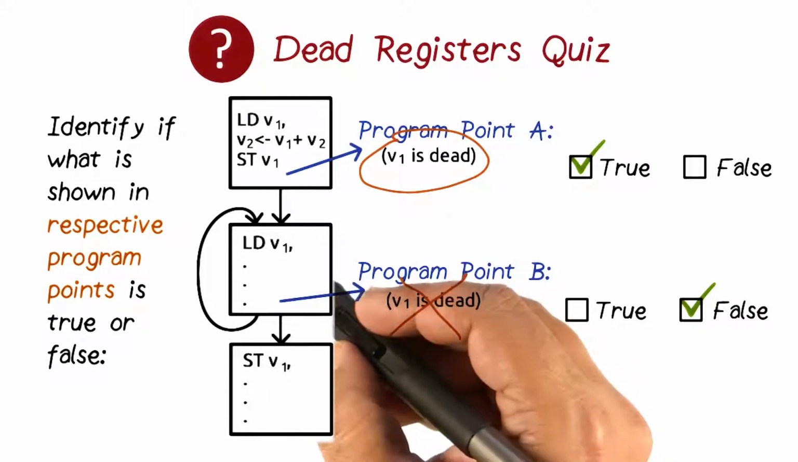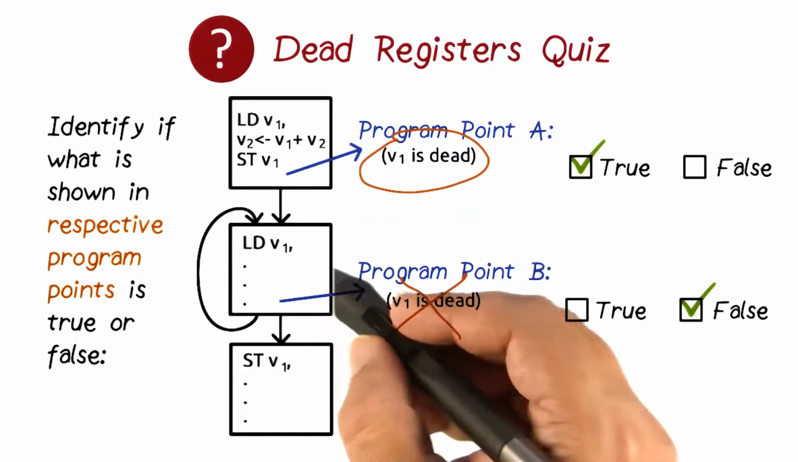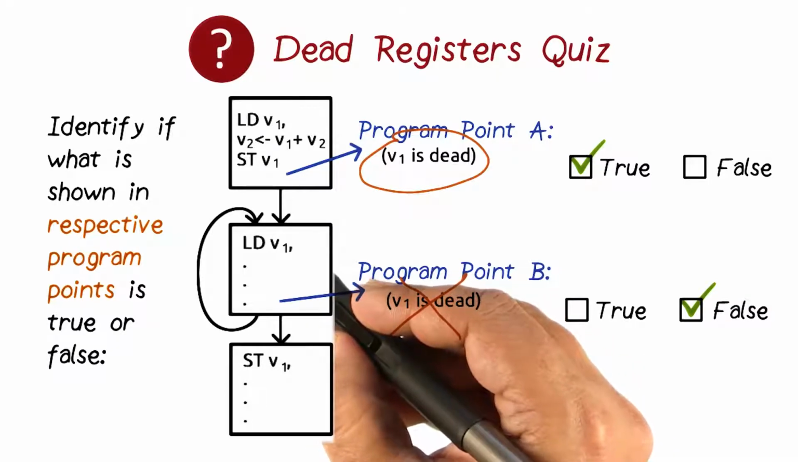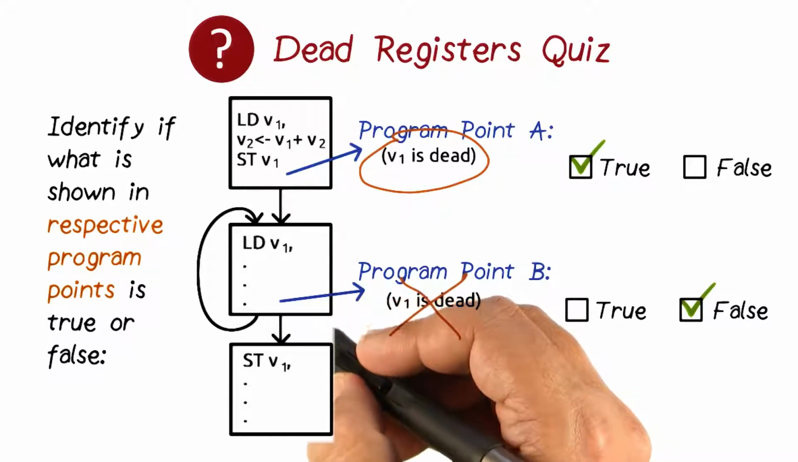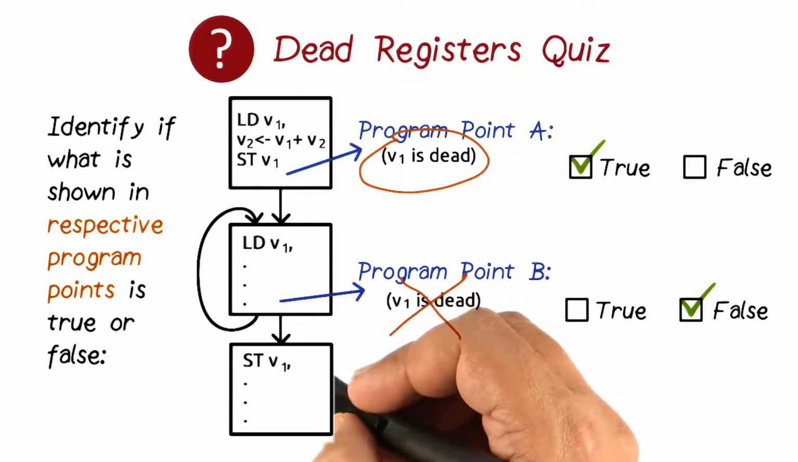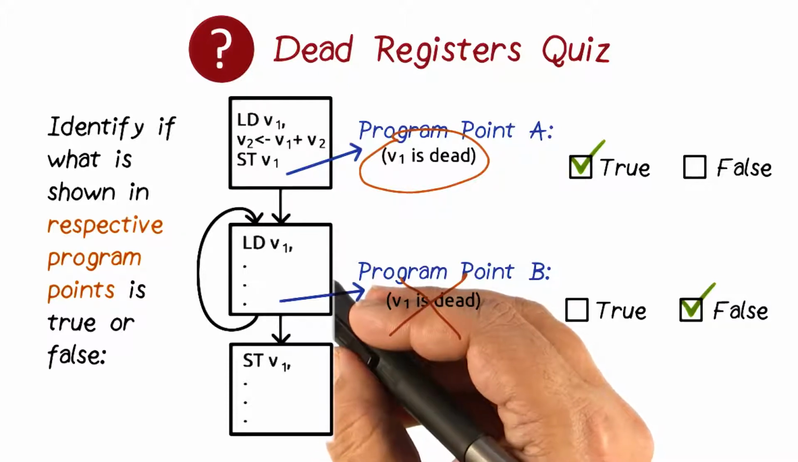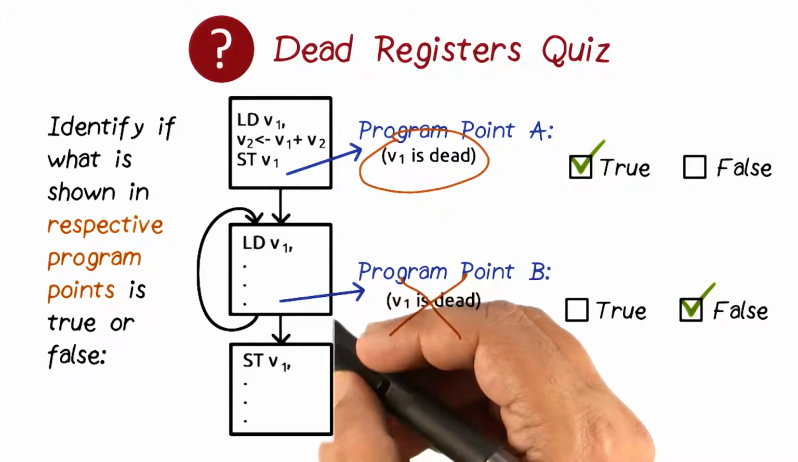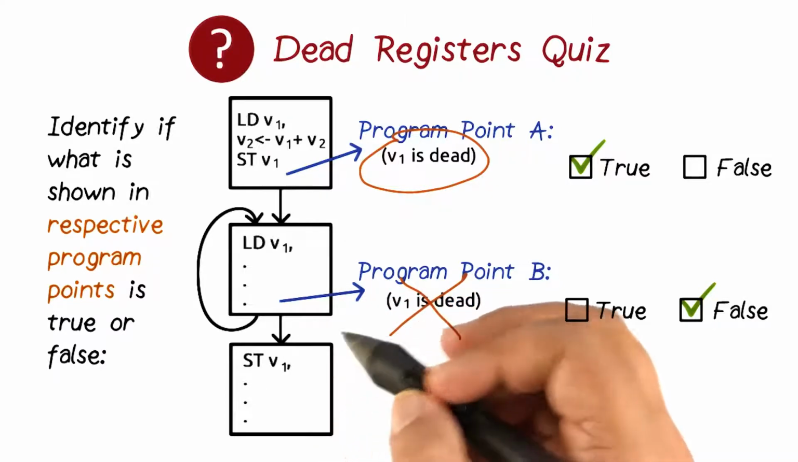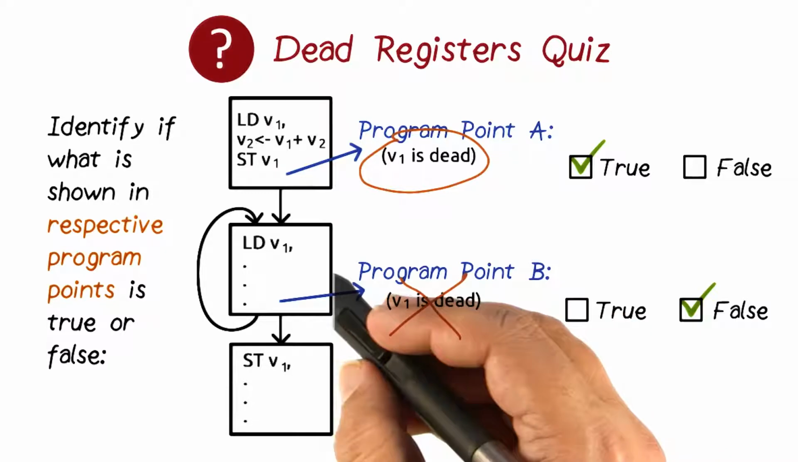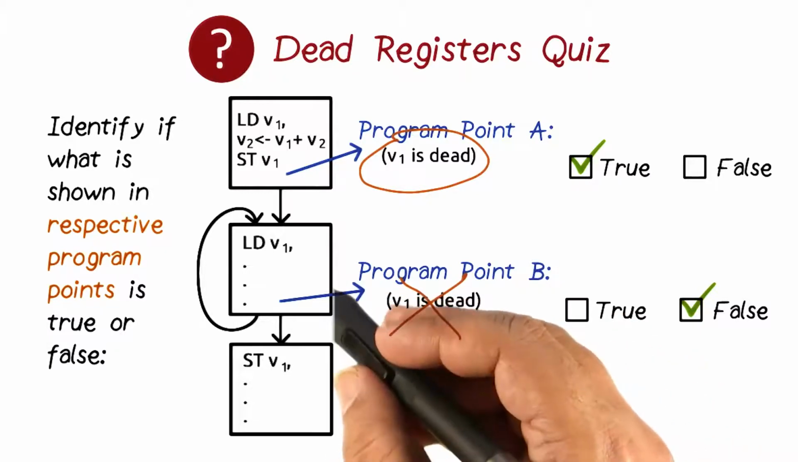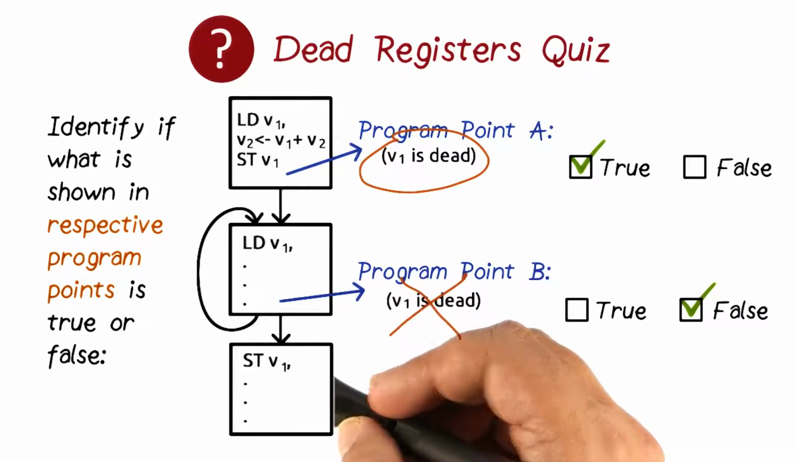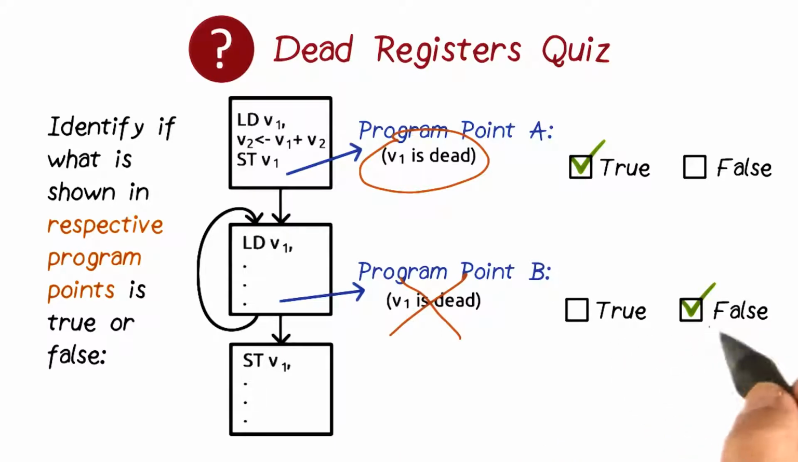Why is that? Because V1 is loaded here, a new value is put in V1, and that value exists here. Somebody is going to use that value over here, and then that value is stored back at this particular point. So the value resides in that register which is going to be stored back later, and that's why V1 is busy here or has a live value in it in this particular interval, and that's why V1 is not dead.